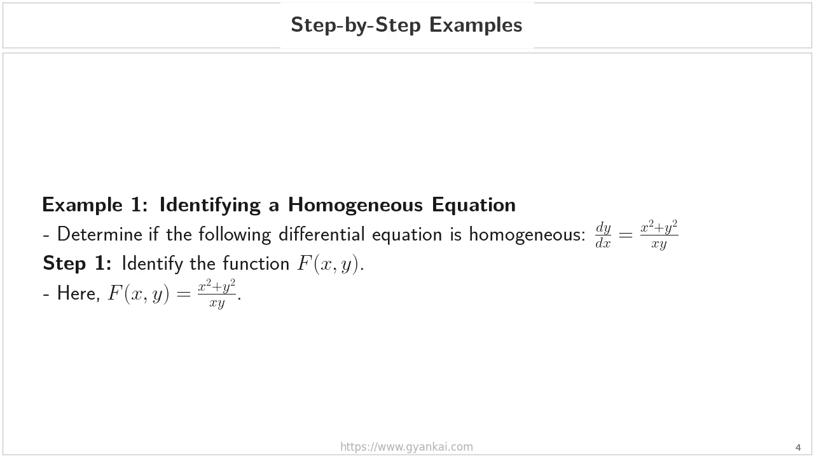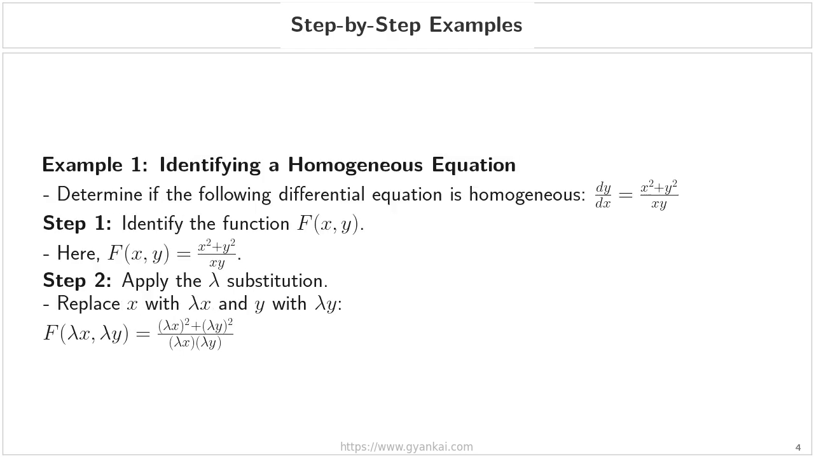In this specific case, f of x and y is equal to the quantity x squared plus y squared divided by x times y. Step 2. We will apply the lambda substitution test that we discussed in the previous slide. We are going to replace every x with lambda x and every y with lambda y.